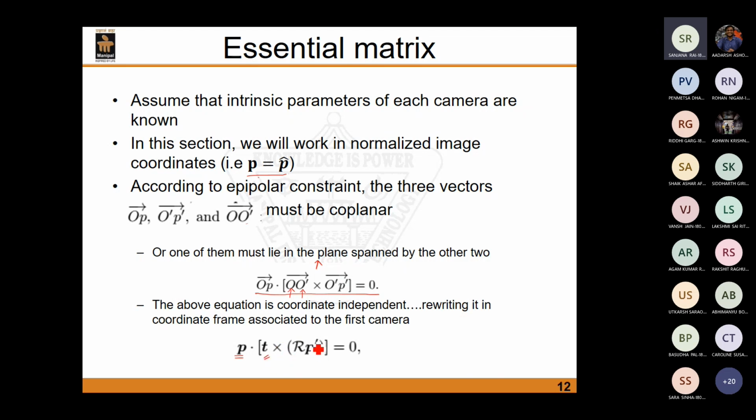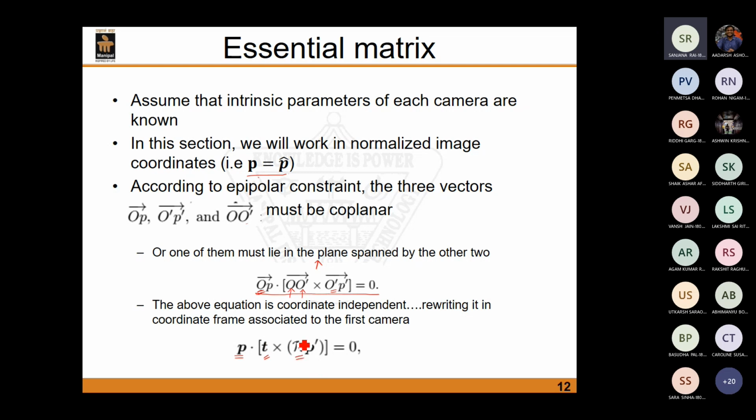So I can write it as T cross. Here, O dash P dash is the line joining the optical center of the second camera with the image point in the second image plane. If I try to interpret it in terms of the origin O rather than O dash, this point P dash would be a rotated version of P, so I can represent it by R P dash, where R is the rotation matrix.